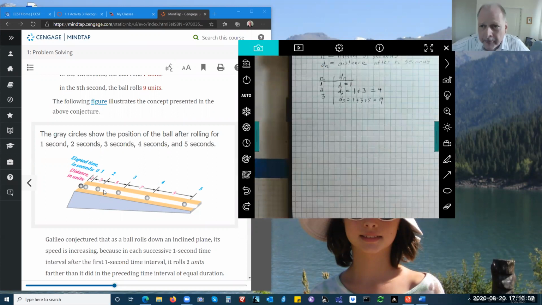So Galileo's first step was to say, I think the distance increases by 2 units every second.